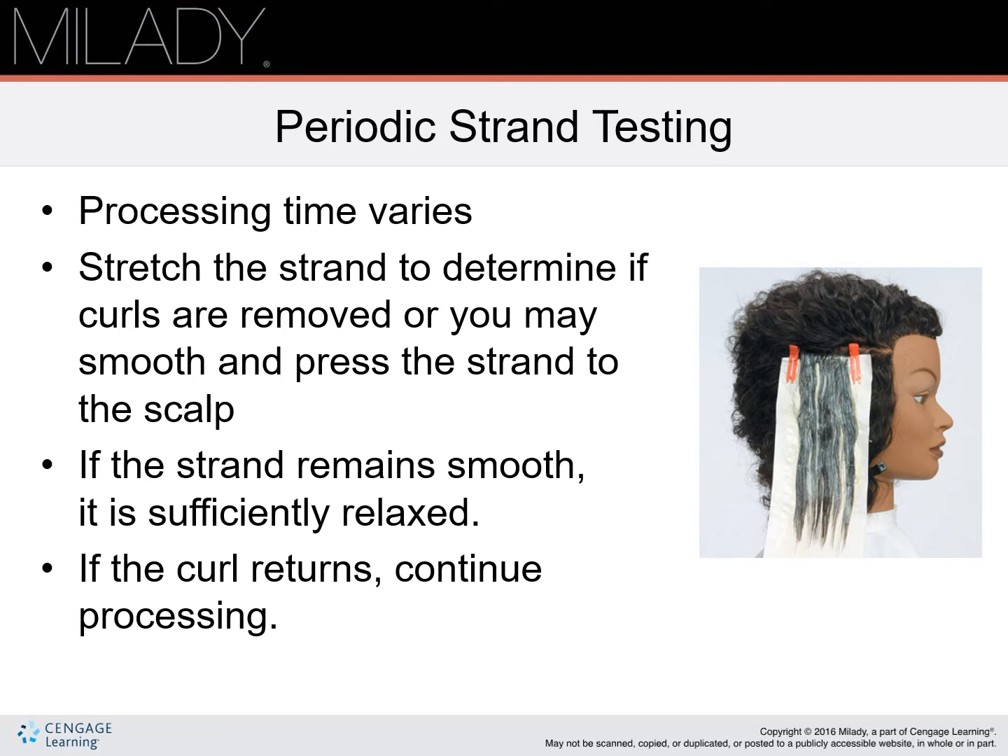Periodic strand testing. This actually takes place during the actual relaxer application. Processing time varies according to the strength of the relaxer, the hair type, and the condition. You may stretch the strand to determine if the curls are removed, or you may smooth and press the strand to the scalp with the back of the comb. If the strand remains smooth, it is sufficiently relaxed. If the curl returns, continue processing.